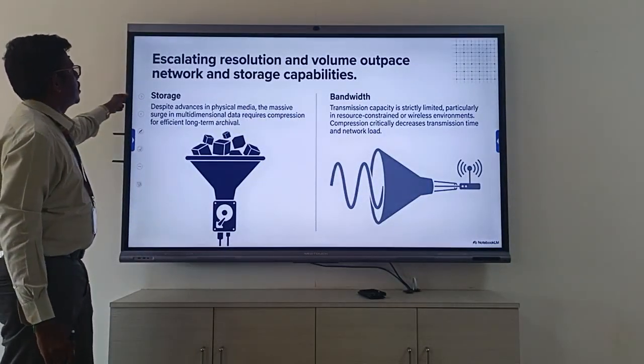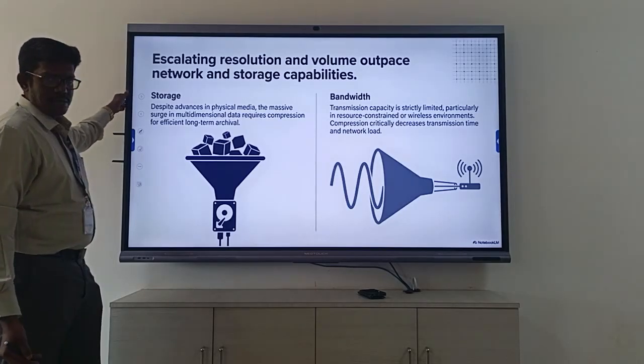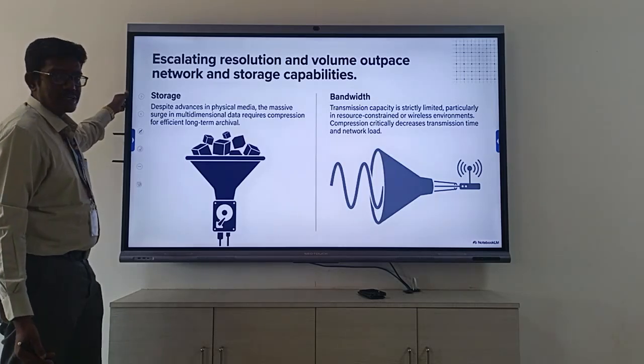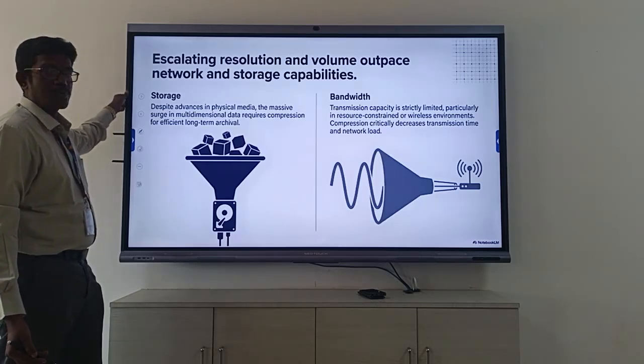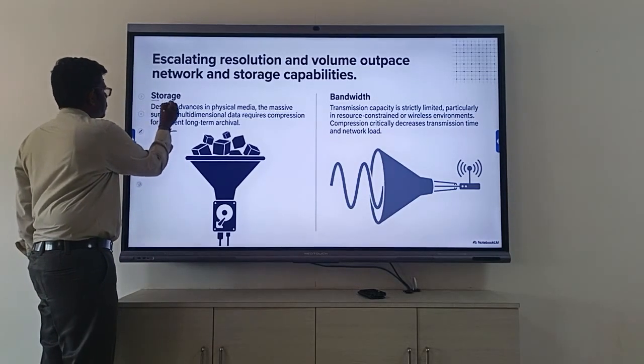this representation of reducing the redundancy. What is the need of transmitting the data and storing the data? For that purpose we have to go for image compression.